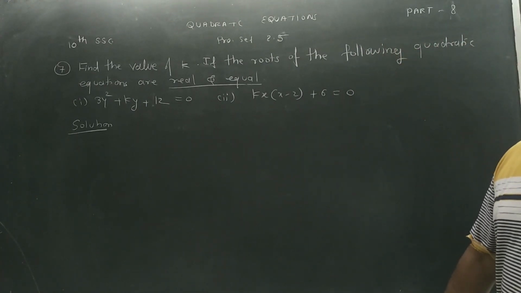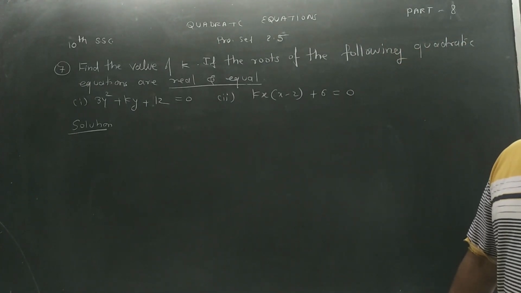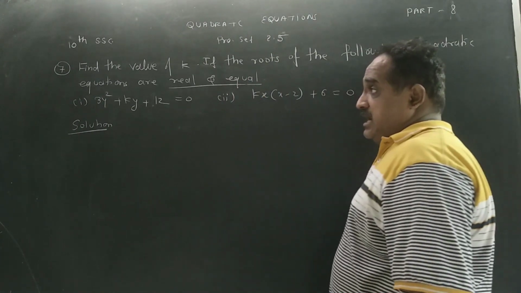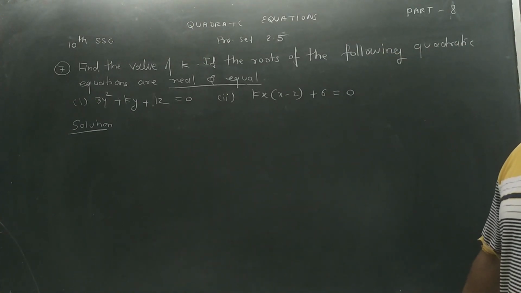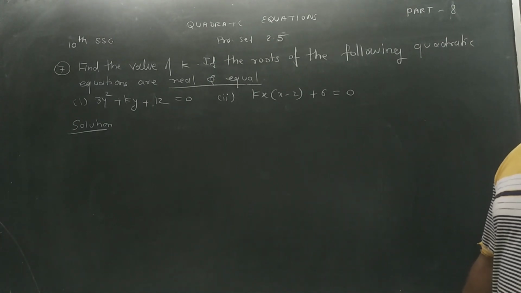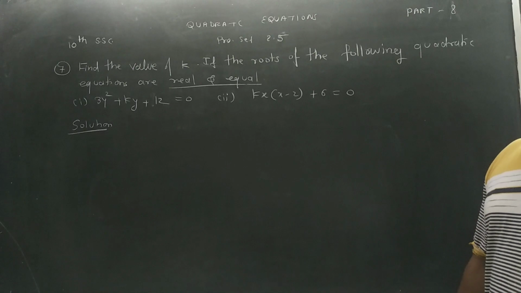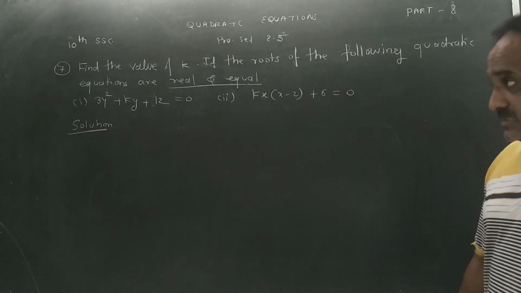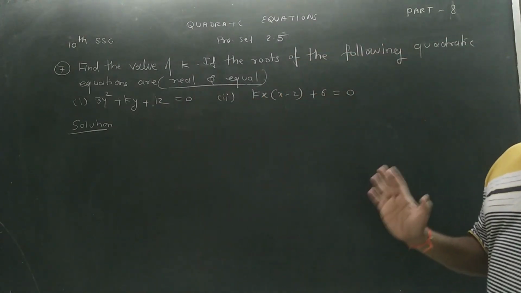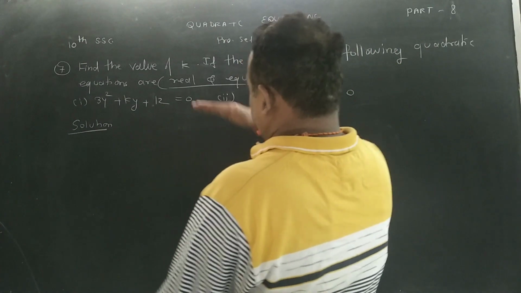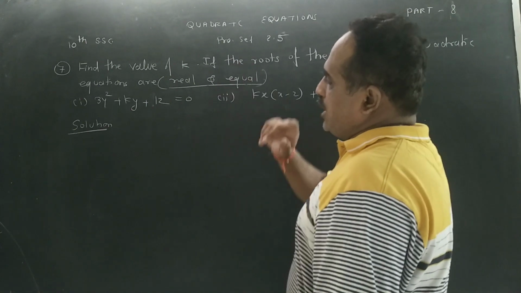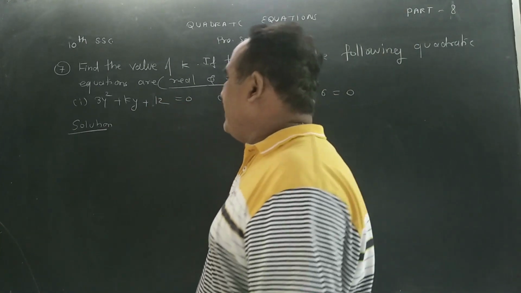If the value of delta, that is b square minus 4ac, is 0, then there are real and equal roots. If delta is more than 0, if it is positive, then real and unequal. Or if the value of delta is less than 0, it has no real root, right? You remembered these conditions. What do we have to see? Real and equal means delta must be equal to 0. So we have to find the value of k when this quadratic equation has real and equal roots. So we have to find the discriminant.